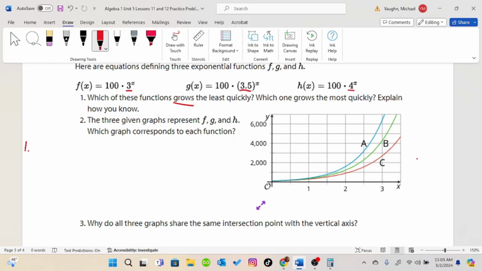That means F grows least quickly because the growth factor is the smallest.